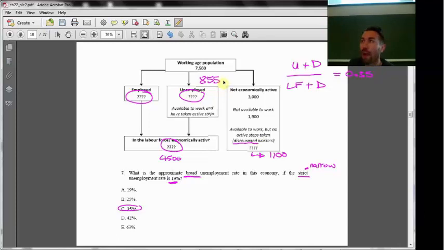Okay, how did we get 855? We know that the unemployment rate is 19%. The strict or narrow unemployment rate is 19%. How do we calculate 19%? The number of unemployed divided by the labor force. Okay? How do we know the size of the labor force? We know that the working age population is 7,500, and we know that those that are not economically active are 3,000. Okay? Therefore, the labor force must be 4,500. 3,000 plus 4,500 must equal 7,500. Then 19% of this equals the number of unemployed. It's 855. Okay, take a look at it when you go home. Come and see me tomorrow if you're still not happy.